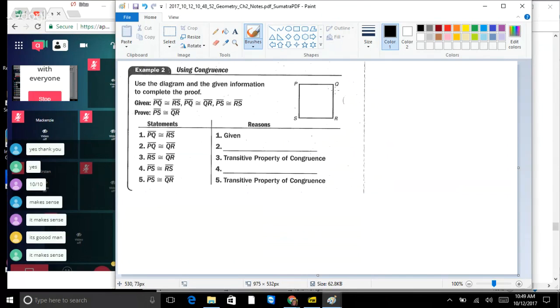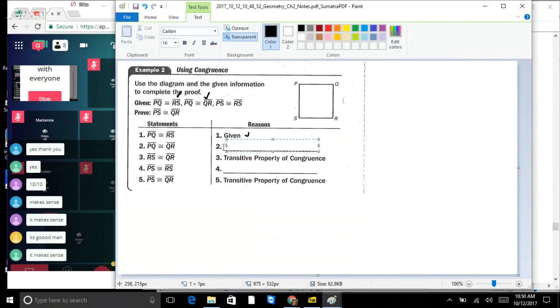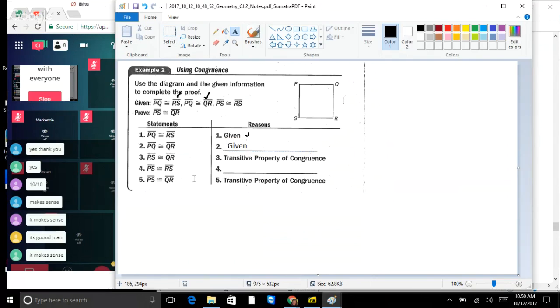That's a whole lot of letters, P, Q, R, and S. So we start off, and you should always get credit for the givens. We know that PQ is congruent to RS. That's given right here, and we write down given. We also know that PQ is congruent to QR. In this particular problem, you should get more than one right because you have lots of givens. This is our second given statement. Now we are actually going to use that theorem that we just learned.